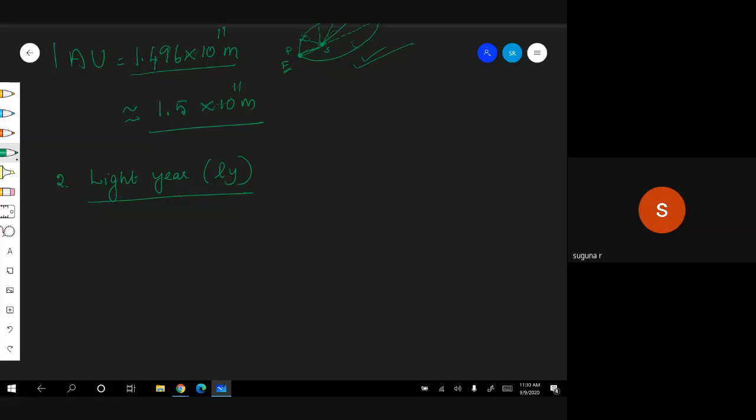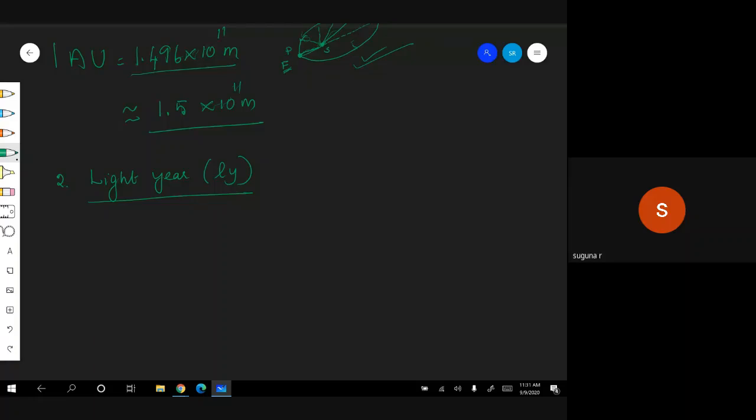Once again I am repeating, I will say the definition at least 5 times minimum. So after that I am asking. 1 light year is the distance traveled by the light in 1 year, where? In vacuum or in free space. Distance traveled by the light in vacuum in 1 year, that is what is called light year.